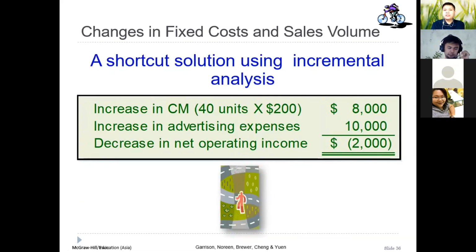Okay, here is a shortcut. So pwedeng sabihin lang niya, increase your contribution margin, like in this case. So 40 units times 200, that's 8,000. Minus the increase in fixed expense, then there is a decrease in your operating income by 2,000.